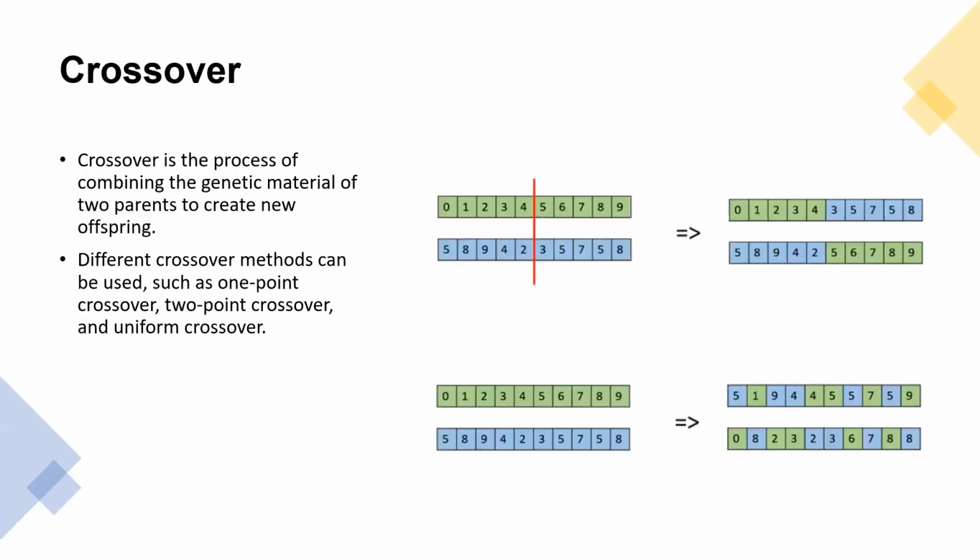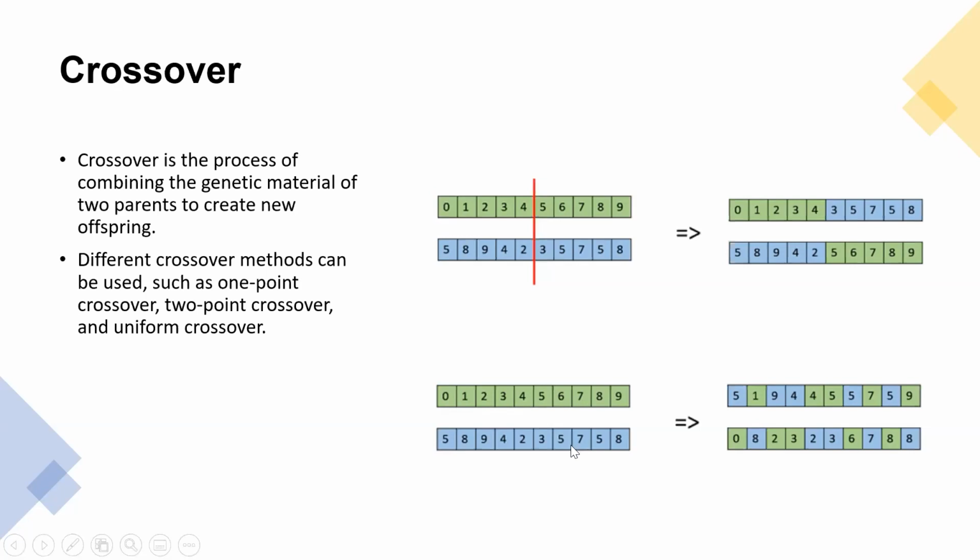Then the next important component of genetic algorithms is crossover. Crossover is the process of combining the genetic material of two parents to create a new offspring, like we have discussed before. In crossover also we have different kinds, where in the first diagram it is a single point crossover. A single point is taken randomly across the parent chromosome, and then it is just shuffled. I think you can see it here how it happens.